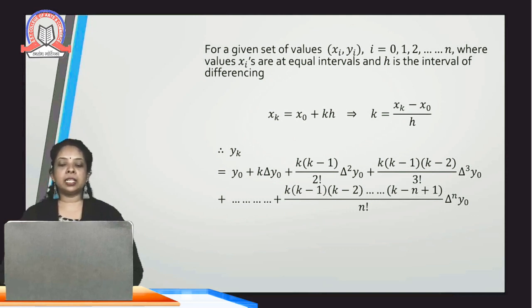Here k is a constant which will be multiplied with the individual values of the function y, to find the respective value of y at a particular interval x. So here you can see the equation: yk is equal to y0 plus k delta y0 plus k into k minus 1 upon 2 factorial of delta square y0.